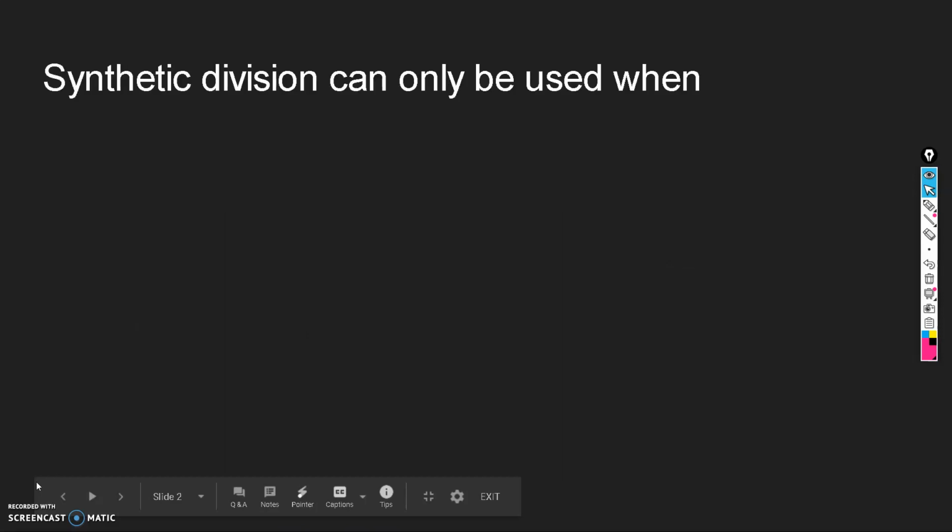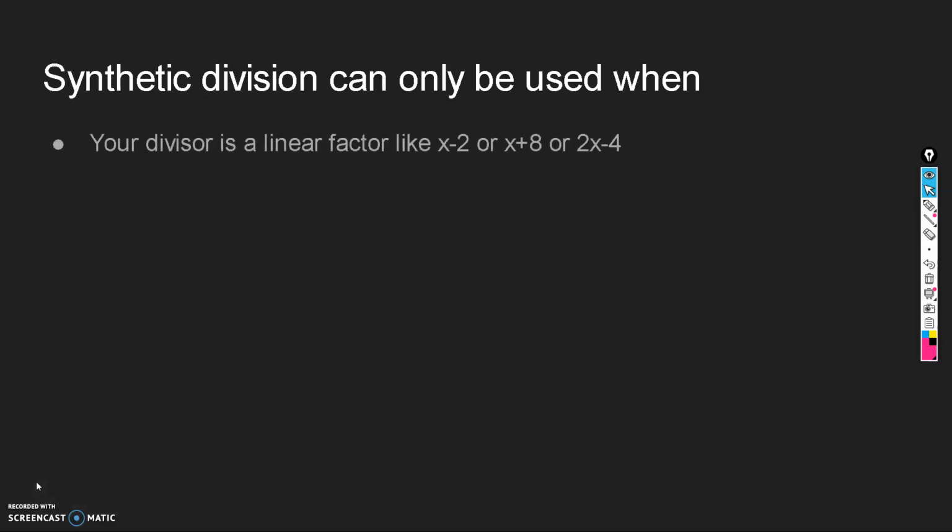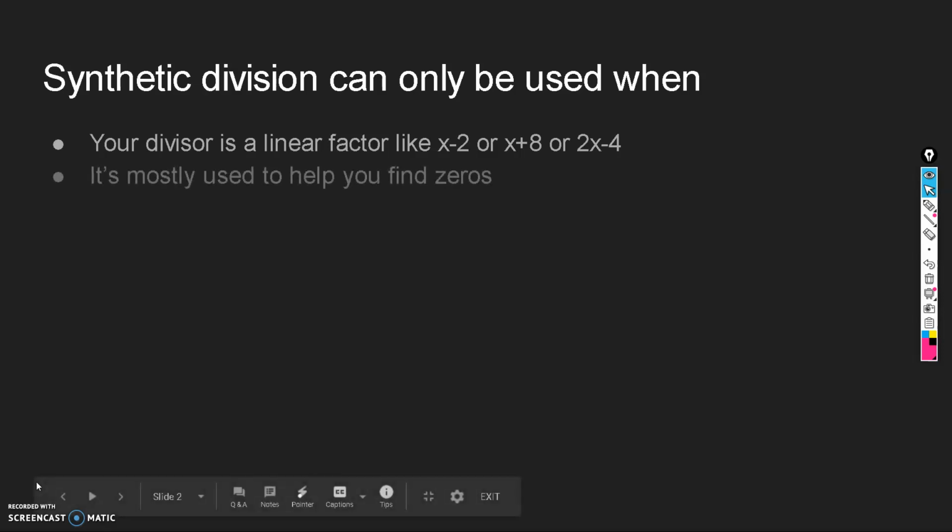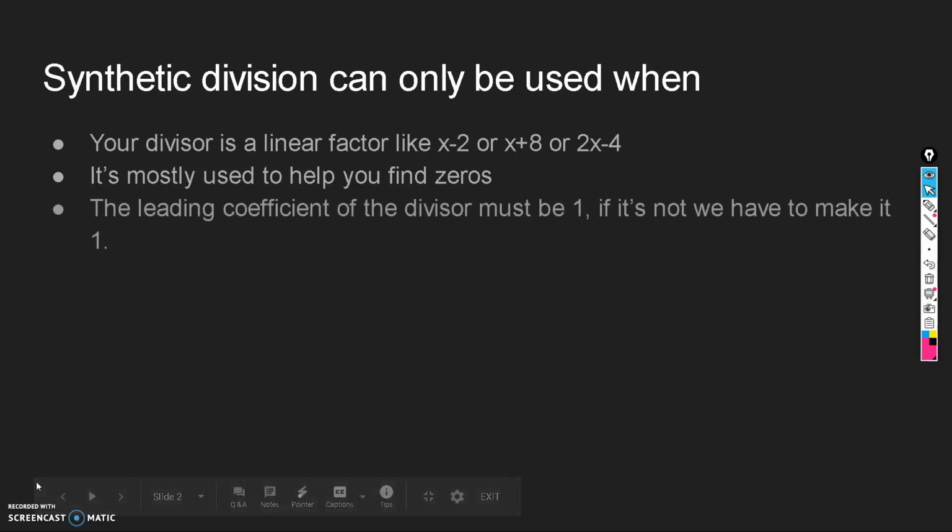This is real stuff. So synthetic division can only be used when your divisor is a linear factor, like x minus 2, x plus 8, or 2x minus 4. Basically, your x is to the first power. There's no squareds, cubes, nothing. So your divisor has to be linear. This is primarily used to help us find zeros. That's why we're learning this now, because in the future we're going to learn how to find all of our zeros. If we can find one of our zeros, synthetic division will help us find the rest of them. So that's primarily what we use it for.